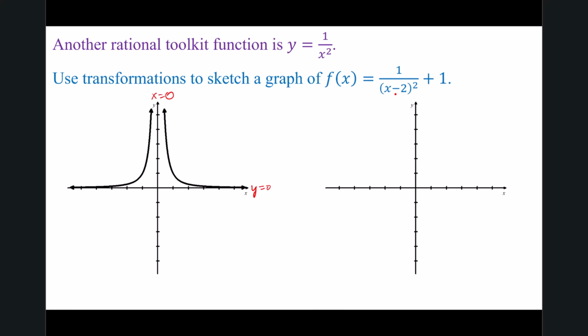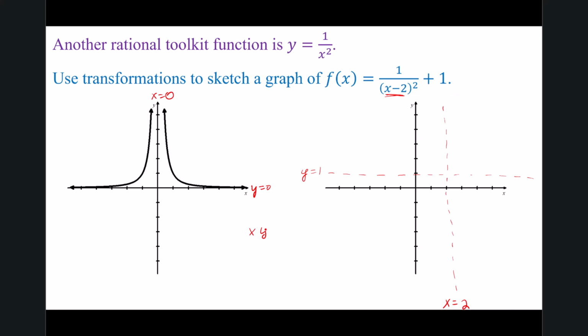If I look at my new equation, x minus 2, so the graph gets moved to the right 2, which means my vertical asymptote gets moved to the right 2. So that's the line x equals 2. And the plus 1 moves the graph up 1, so my horizontal asymptote also gets moved up 1, and now we have y equals 1 for the horizontal asymptote. And I could find a few more points, but I do know the basic shape here.